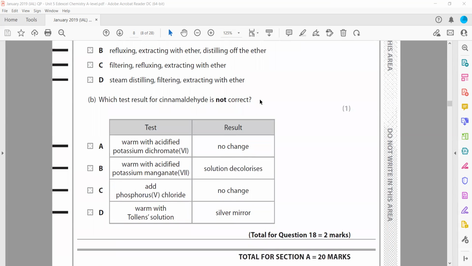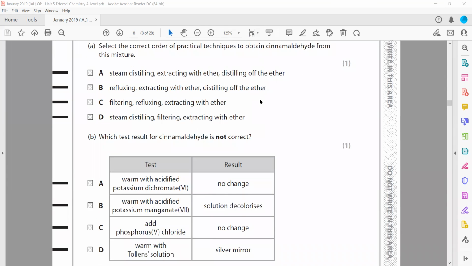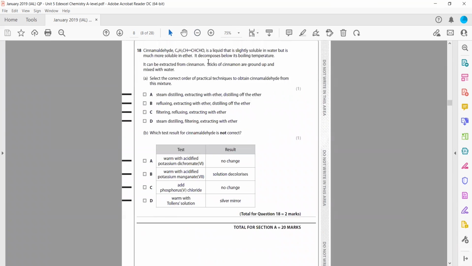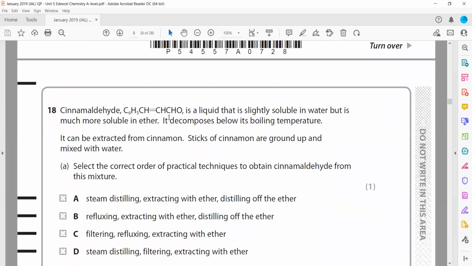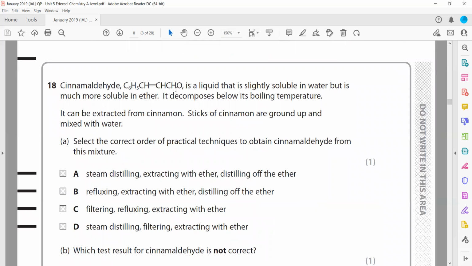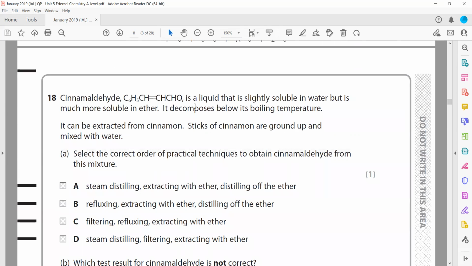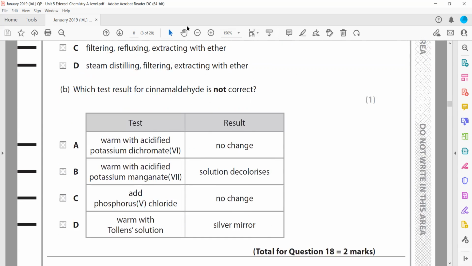Then which test result for cinnamaldehyde is not correct? When you check the options, it contains an aldehyde group, it contains a double bond, and it also contains a benzene ring. So, warm with acidified potassium dichromate, no change. It should change because it is an aldehyde. An aldehyde will be oxidized to a carboxylic acid. So this is not correct.